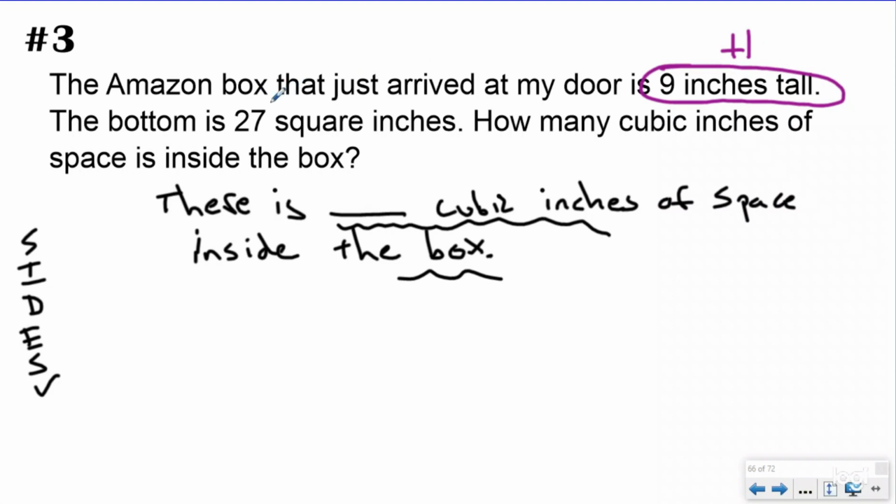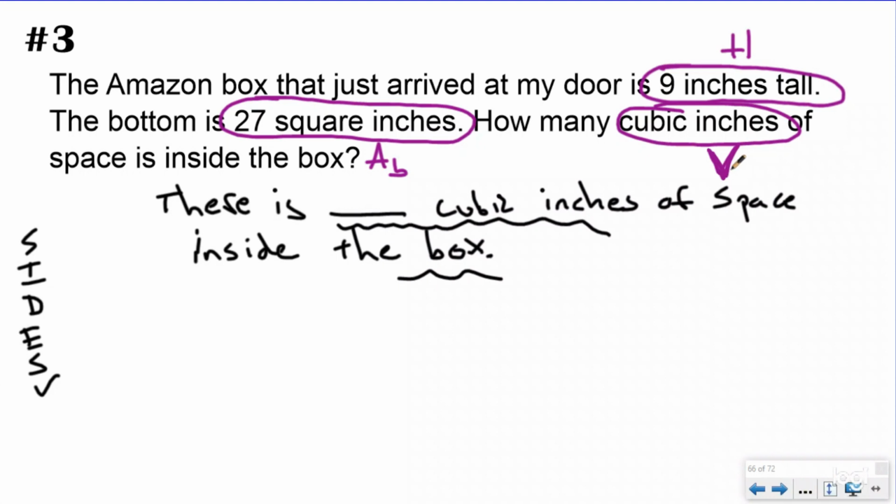Okay, the bottom is 27 square inches. I know this is the area of my base, one, because it told me the bottom was, and two, because it is squared, that means it has to be area. And I'm looking for how many cubic inches of space there is. Cubic inches or cubic units is going to be volume, so I know that I'm looking for my volume here. So I have done my S and my I. I've discovered that this is a volume question, so I'm going to develop my plan by writing my formula.